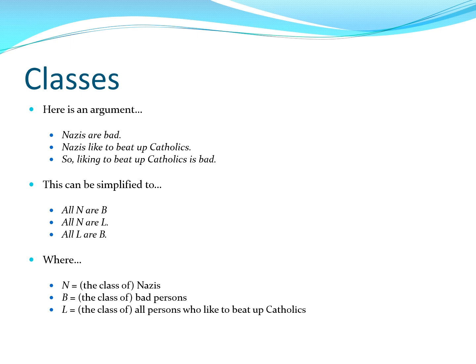Now, here's an example of breaking it down. We have our argument. So, Nazis are bad. Nazis like to beat up Catholics. So, liking to beat up Catholics is bad. And we can just simplify this into all N are B, all N are L, all L are B, where N equals the class of Nazis, B equals the class of bad persons, and L equals the class of all persons who like to beat up Catholics. Okay.